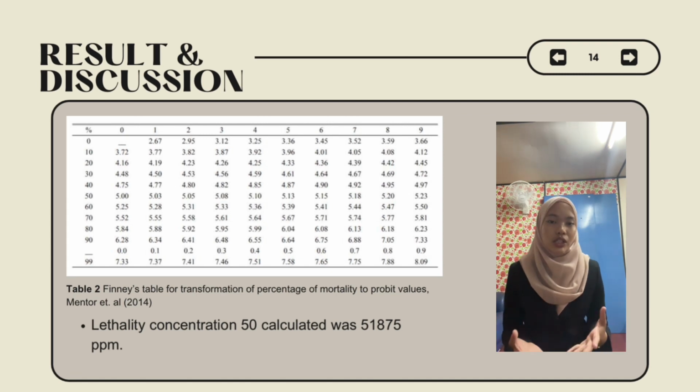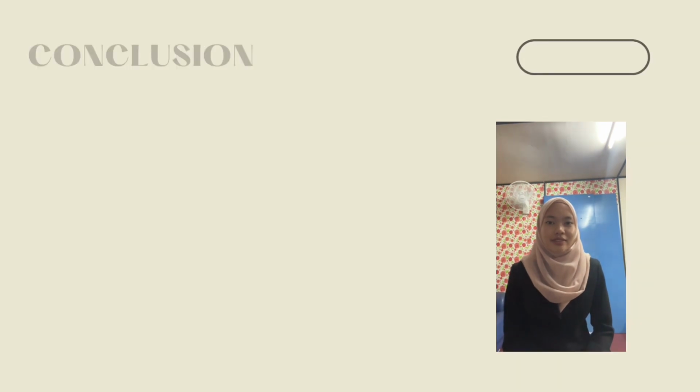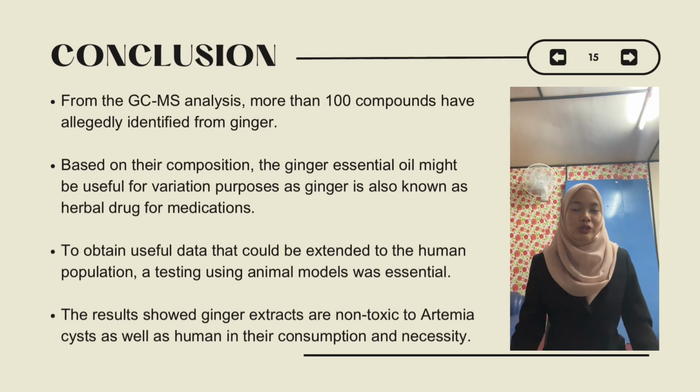So, from the calculation, the LC50 value for this experiment is 51,875 parts per million. So, we can conclude that 50% mortality for the larvae requires a higher concentration of ginger essential oil. The fifth part is the conclusion.